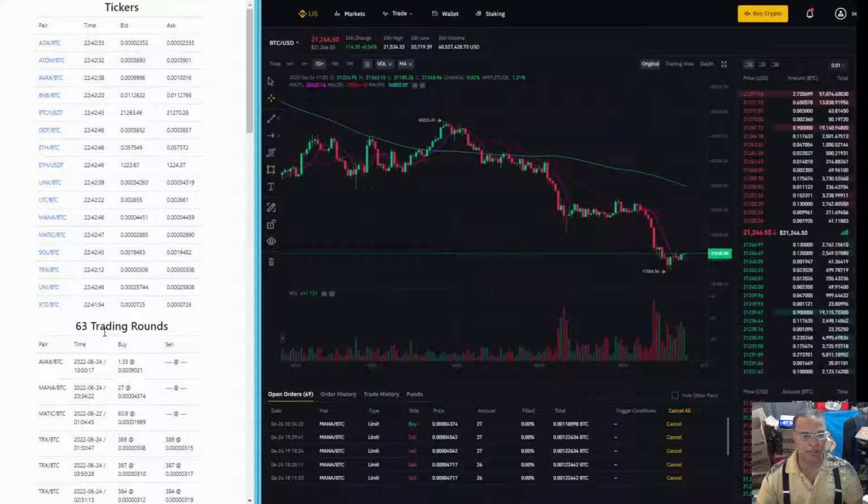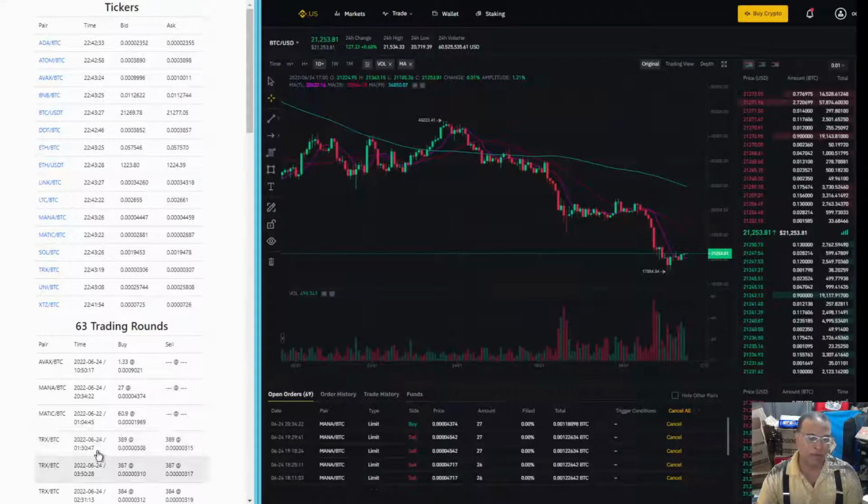Now, a trading round is a subsequent buy and sell of the same pair, right? So if you look over here, we bought, this is Tron against BTC Bitcoin. We bought 389 Tron at this price here, and as soon as we got those, we sell 389 Tron at this price, right? So 308 the buy price, 315 the sell price, and that amounts to about a 2% gain on that trade.